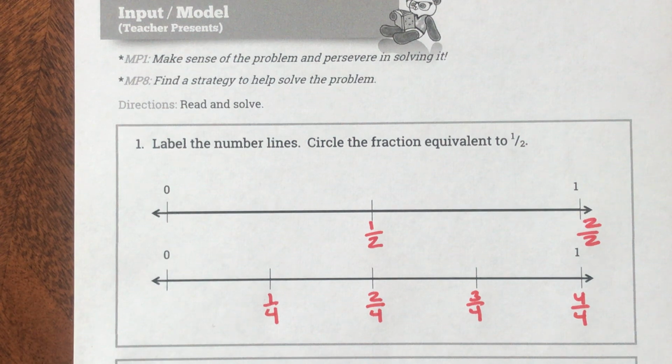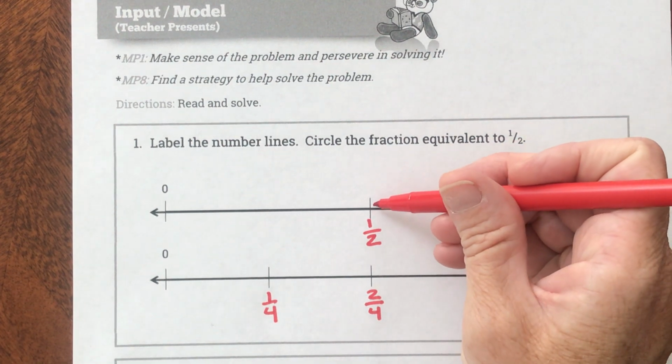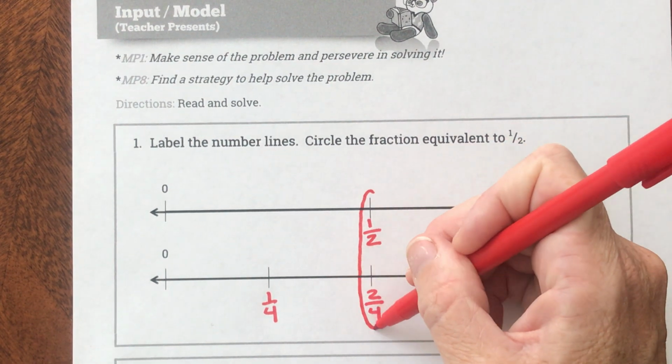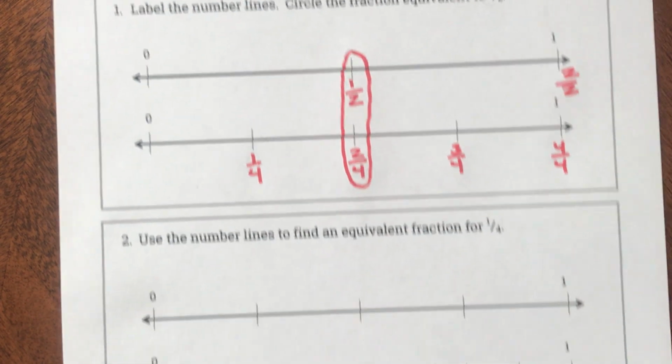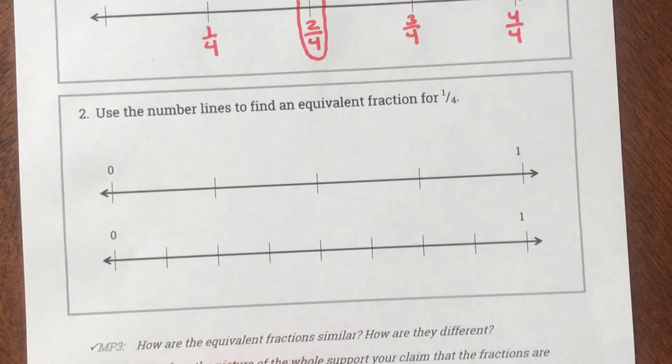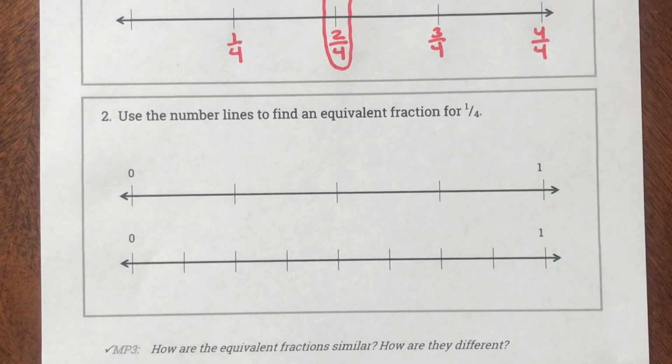Okay, so they tell us, I've labeled them now. Now they say circle the fraction equivalent to 1/2. Well, 1/2 and 2/4 are in the same location, so those are equivalent. Okay, let's look at my second one. Use the number lines to find an equivalent fraction for 1/4.